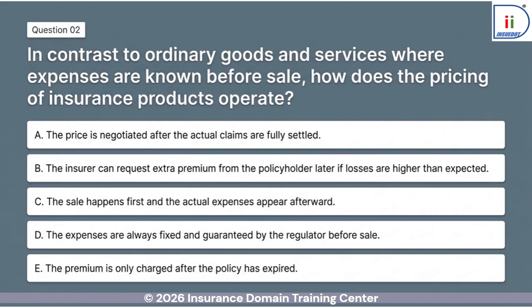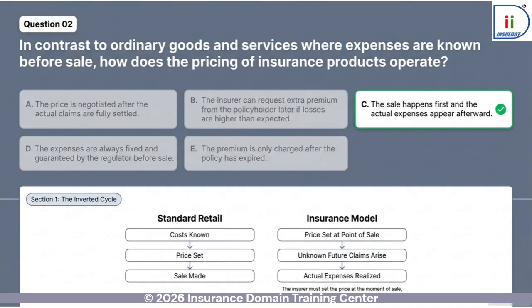Question number 2. In contrast to ordinary goods and services where expenses are known before sale, how does the pricing of insurance products operate? Read all the options. Have you chosen the answer? Pause the video if you need some more time. The correct answer is option C. The sale happens first and the actual expenses appear afterward. The insurer must set the price at the moment of sale, no matter how large eventual claims turn out to be. In insurance, the sale happens first and the actual outgo is known afterward.